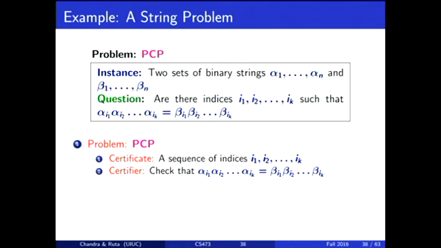This is a strange problem. My claim is, suppose there exists a solution, I can convince you easily. How? I tell you, these are the set of indices: first put alpha 1, then alpha 2, then alpha 10. If you give me the sequence of indices, I can concatenate the strings and verify that they are equal. Then you say, this problem is in NP, because I have an efficient verifier. But there's a catch. What's the catch?